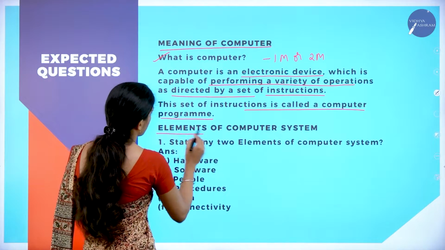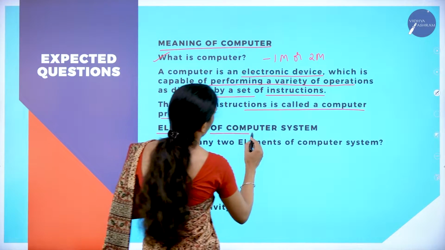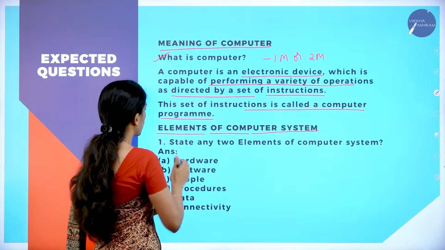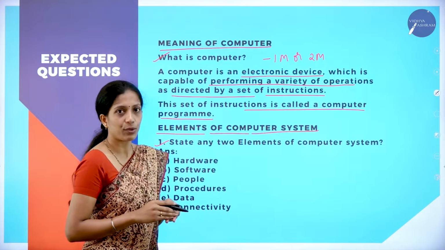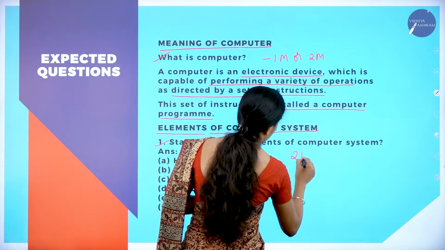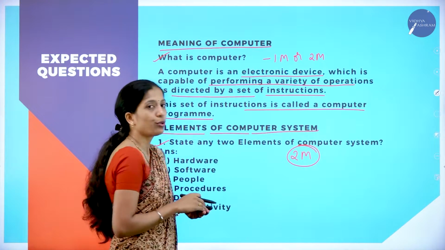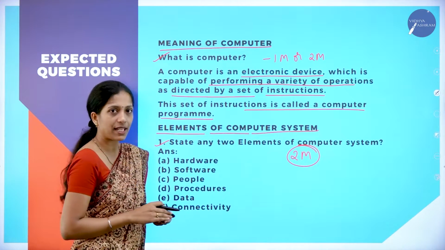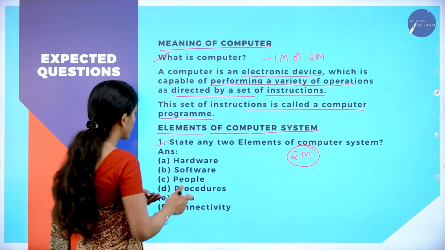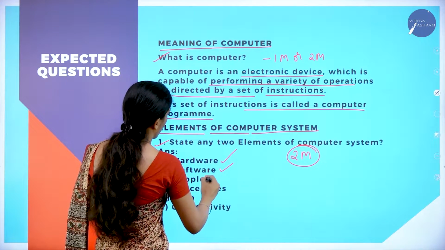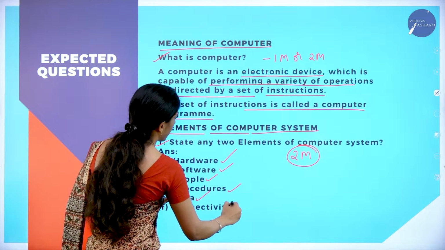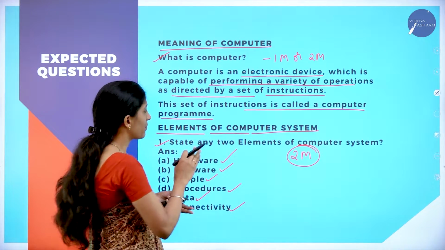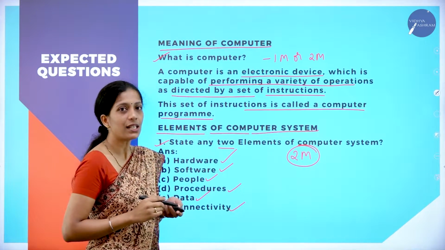Now coming to the next concept we have discussed today, which is elements of computer system. Under elements of computer system, you can expect this question. State any 2 elements of computer system. This is for 2 marks. Just you have to state here. I have given all the elements here. You can write any of the 2 elements. What are the elements? Hardware, software, people, procedure, data as well as connectivity. You can write any of the 2. That is, they have just asked 2 elements of computer system.